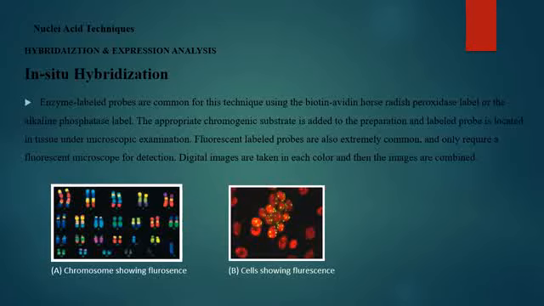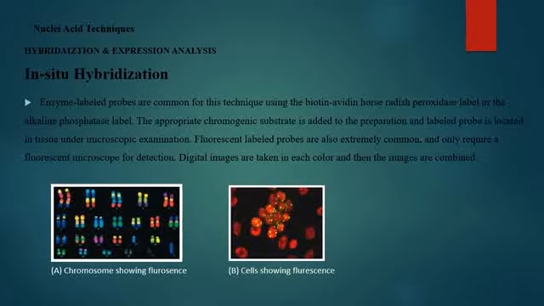So you can see 3 pictures here. You can see A, the chromosome showing fluorescence, B, cells showing fluorescence. So the chromosomes showing the fluorescence are there. Then the right one, you have the cells showing the fluorescence, meaning that they've been able to bind the labels or the probes into the cell. And that's what you are seeing on the right side.